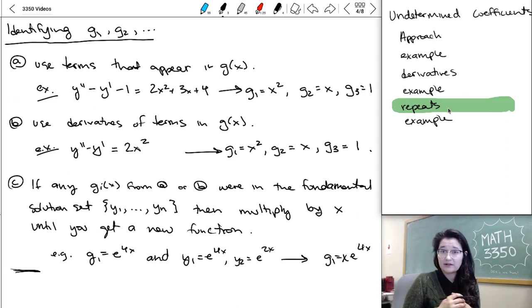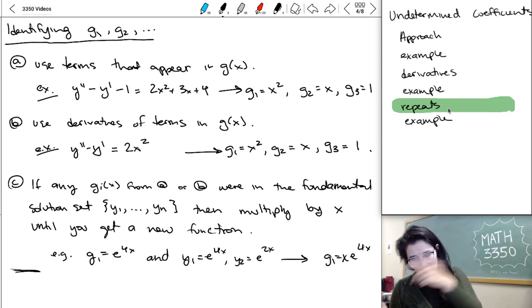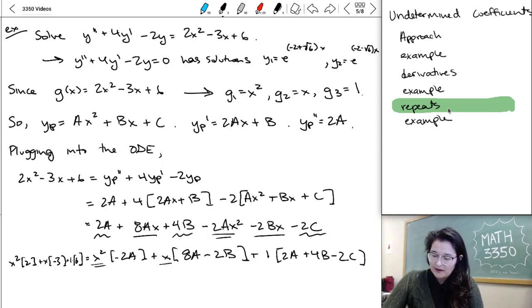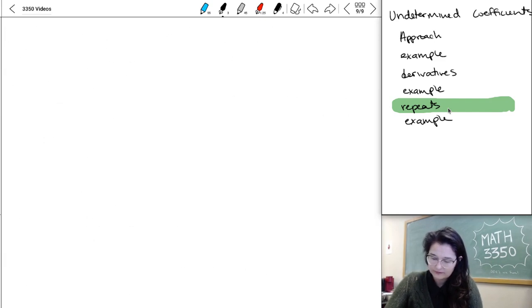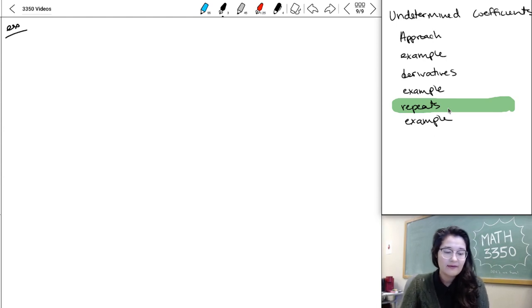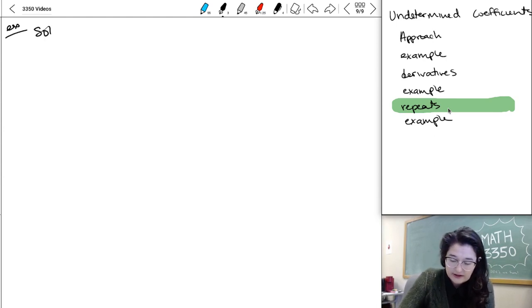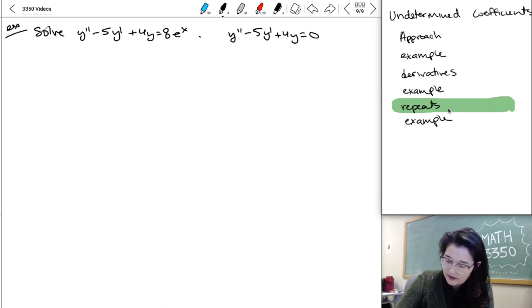So if you're still writing those steps, go ahead and hit pause. I have to flip all the way back to a new page so that we can write an example. So here we go. The example we're going to do is we're trying to solve y double prime minus 5y prime plus 4y equal to 8 e to x. We're going to note that y double prime minus 5y prime plus 4y equals 0 has solutions y1 equal to e to x and y2 equal to e to 4x.